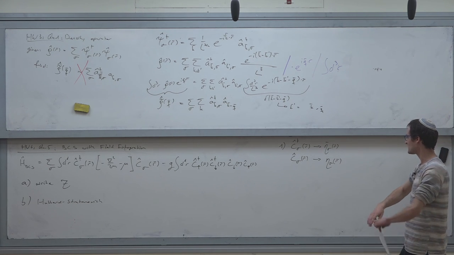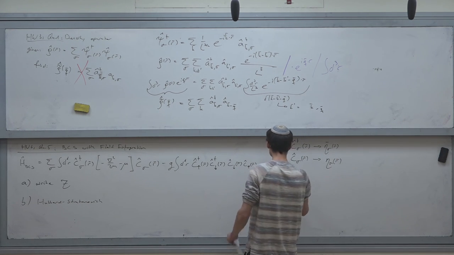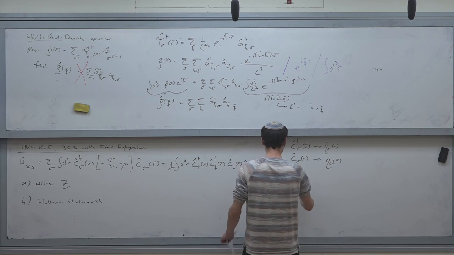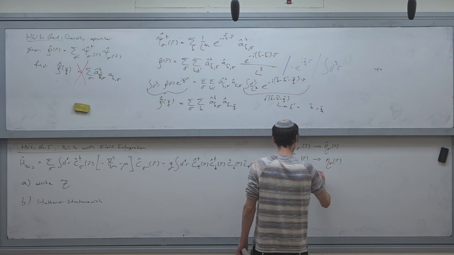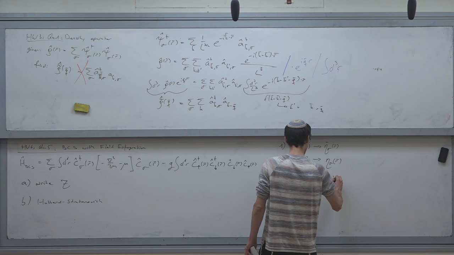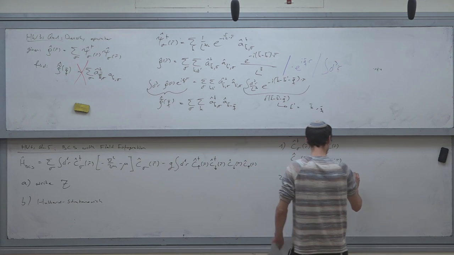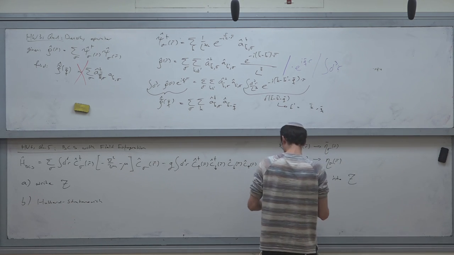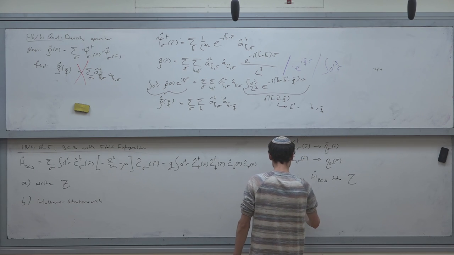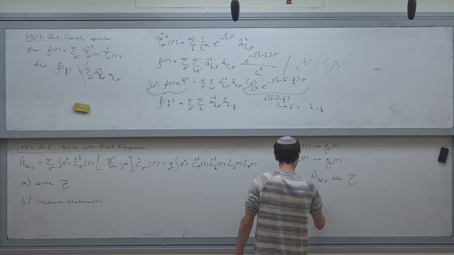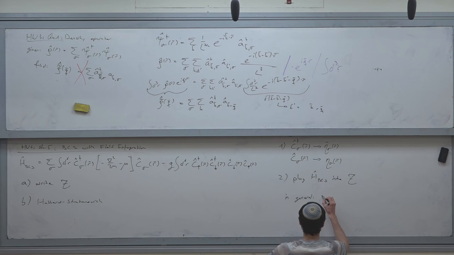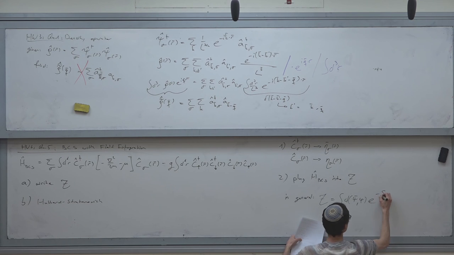Step number two is to plug the Hamiltonian into the partition function. And in general, the partition function, I remind you, but this should be somewhere in your notes so you can use it during the test, is the integral. I'm going to write in general with this psi that we introduced, which could be either bosonic or fermionic, but in a moment we'll make it fermionic.